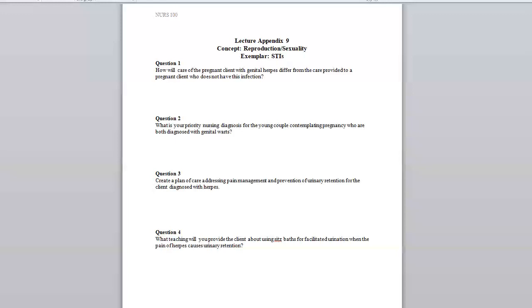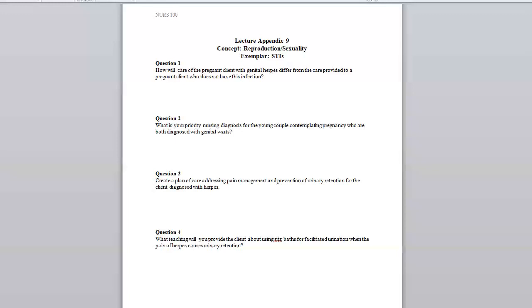Well, the pregnant client who has herpes will be watched very closely during pregnancy for any lesions or outbreaks, which makes sense. And the client will likely be delivered by C-section to prevent any possible danger to the baby. So when it is definitely diagnosed that the woman has genital herpes, they will not let this baby be born by vaginal delivery. It will be a C-section, okay?